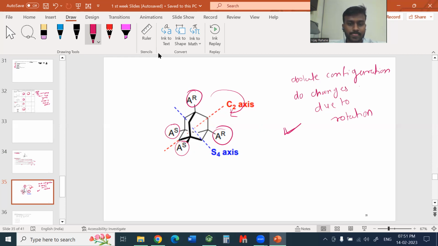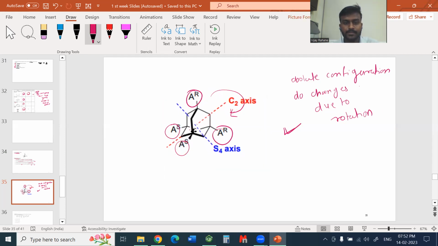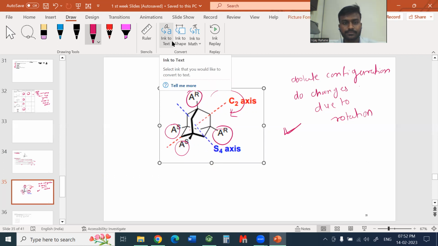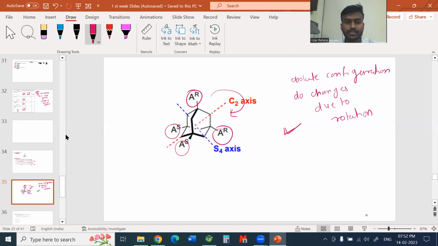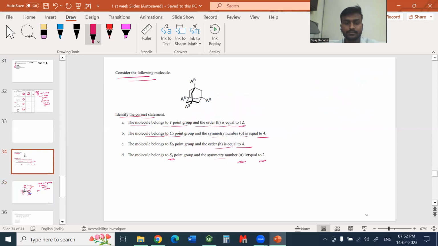In 3D we can visualize it, but right now I will show the molecule in three dimensions in our next session, using Gaussian software, GaussView, so that you can easily visualize this molecule. Here you can see it has an S4 axis. So C2 and S4 axes are there.